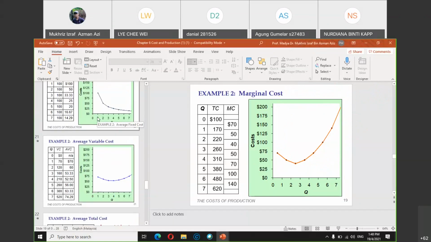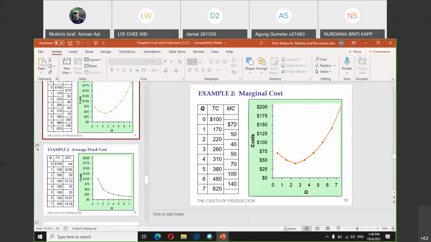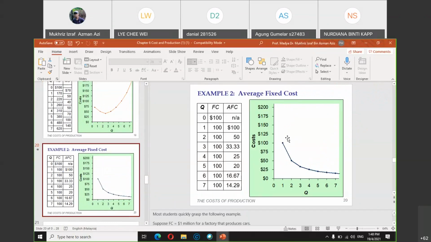So the rest of the slide just focuses on the plot of average fixed cost. You can see the average fixed cost continues to decline. Why? Because fixed cost, the amount is fixed. So when you divide by increasing number of output, of course mathematically average fixed cost will keep on getting smaller and smaller. How do you calculate average? Average is total divided by quantity. So for average fixed cost, the curve will keep on declining.